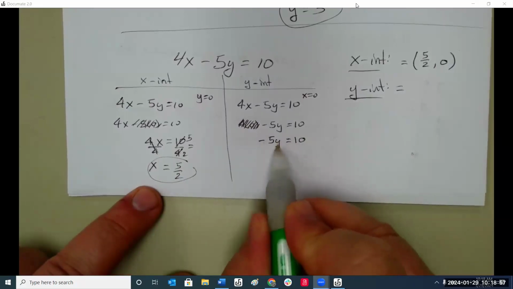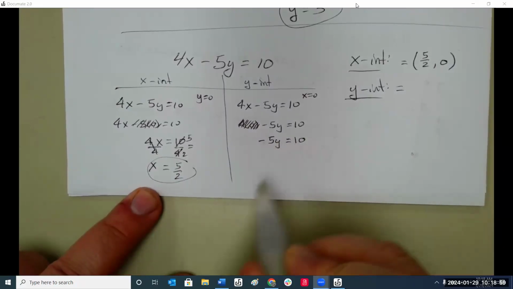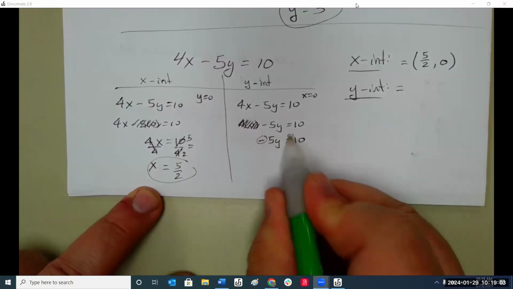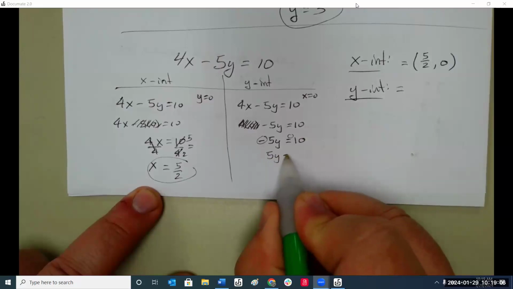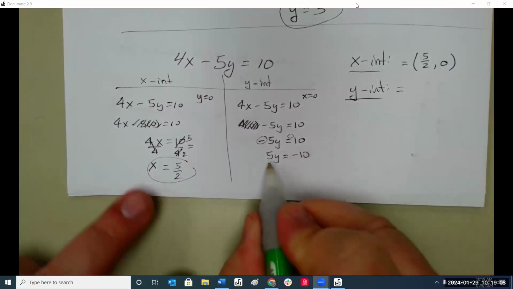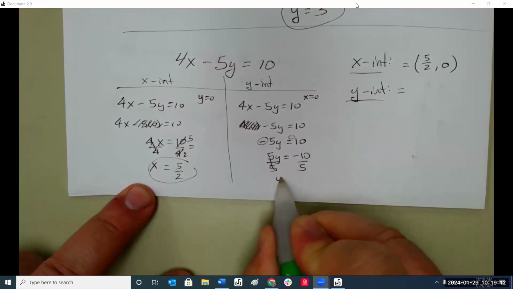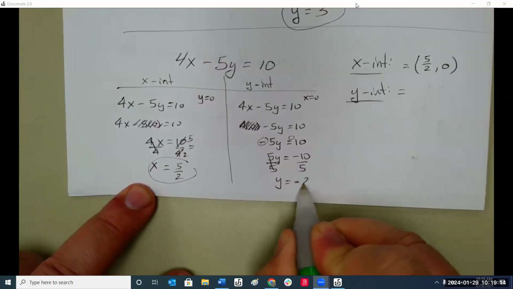Since it's a negative in front, we try to get to y. Let's change all the signs first. So we change that to positive, change that to negative. So we have 5y equals negative 10. Now we just divide by 5. y equals negative 2.